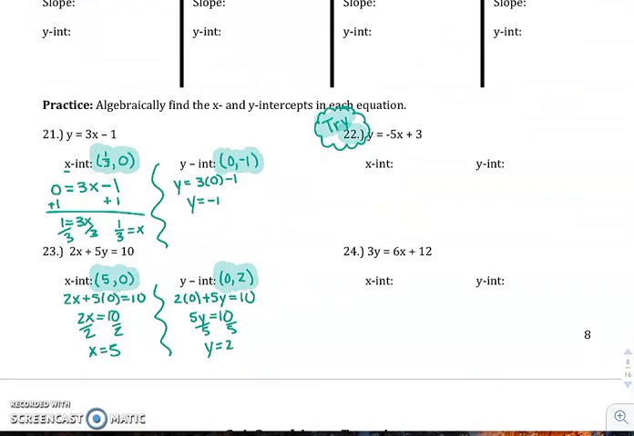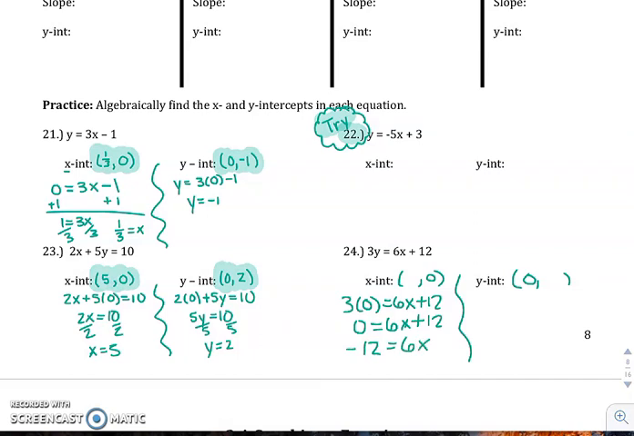Number 24. Solving for x, making y 0. Y-intercept, solving for y, making x 0. So the x-intercept: 3 times 0 equals 6x plus 12. So we get 0 equals 6x plus 12. We'll subtract the 12 over. And when you divide, you get negative 2.